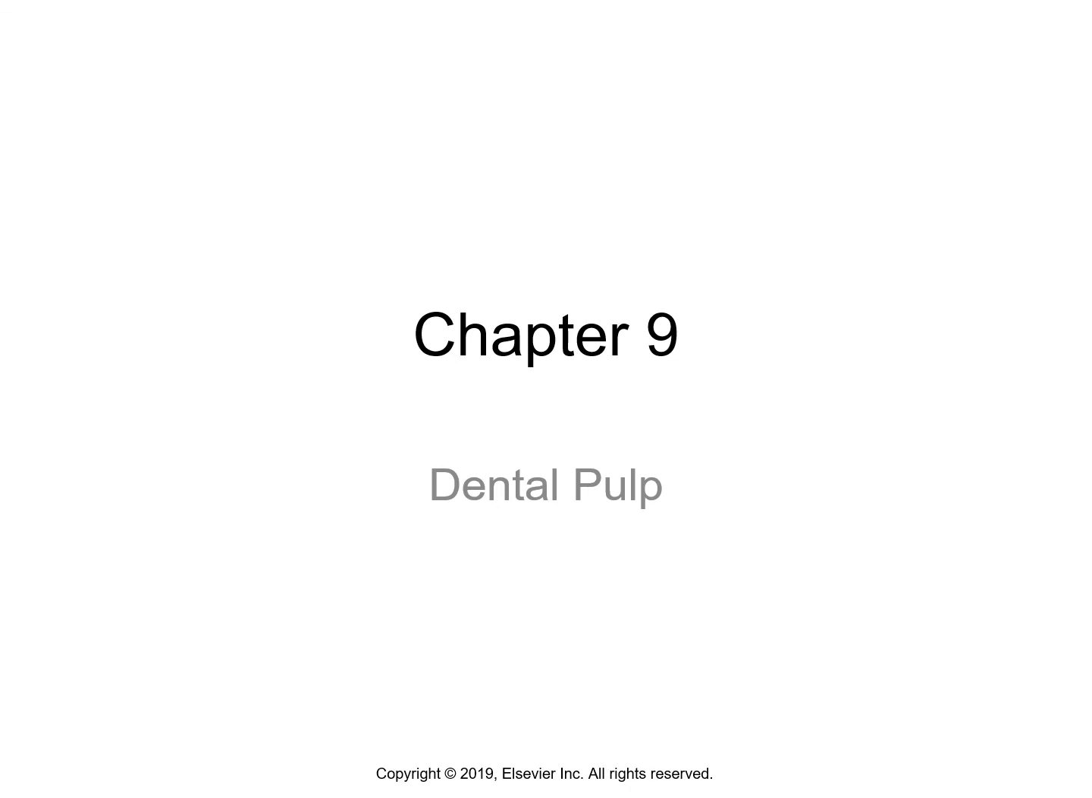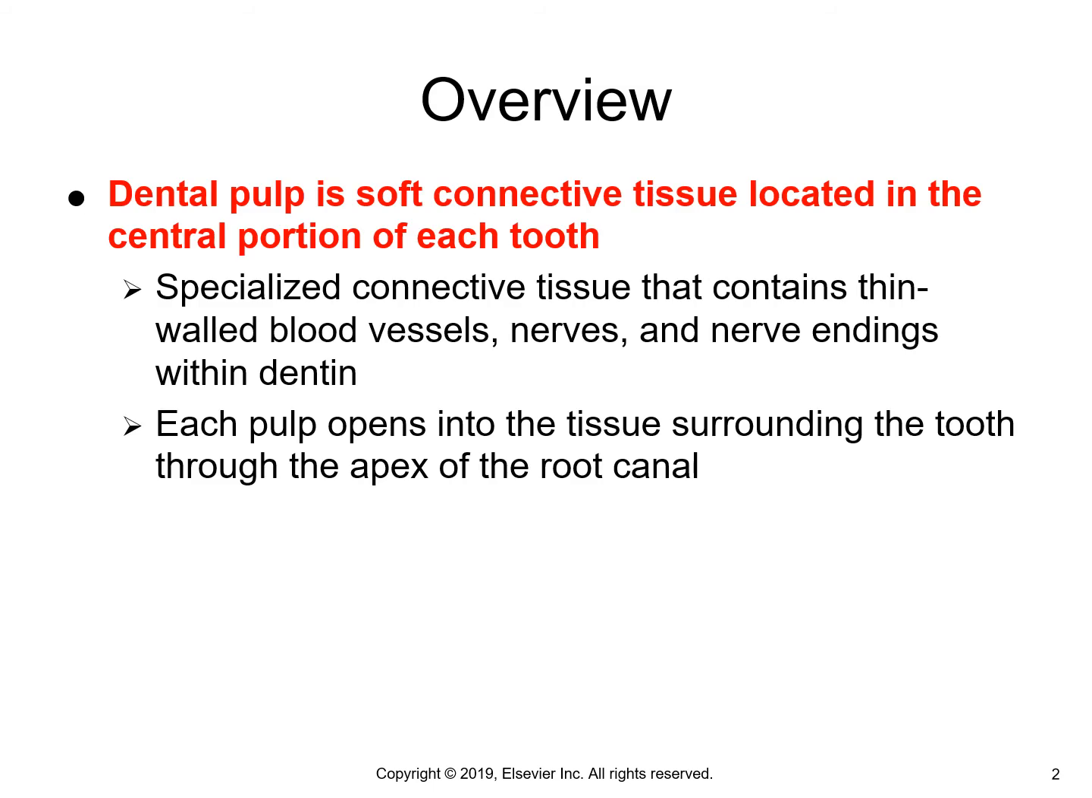Chapter 9 is dental pulp. Dental pulp is soft connective tissue that's located in the central portion of each tooth. It is a specialized connective tissue and it contains blood vessels, nerves, as well as the nerve endings within the dentin. Each pulp opens into the tissue that surrounds the tooth through the apex of the root canal.